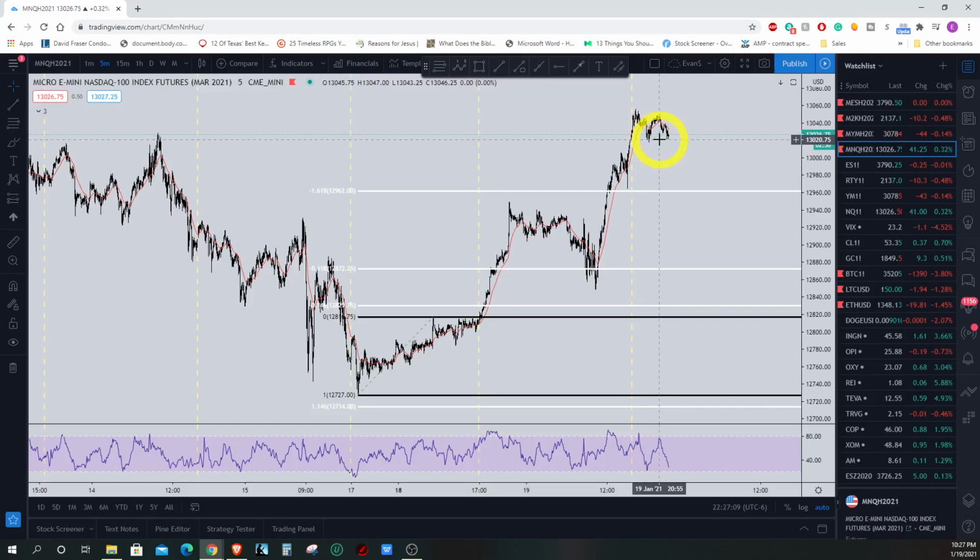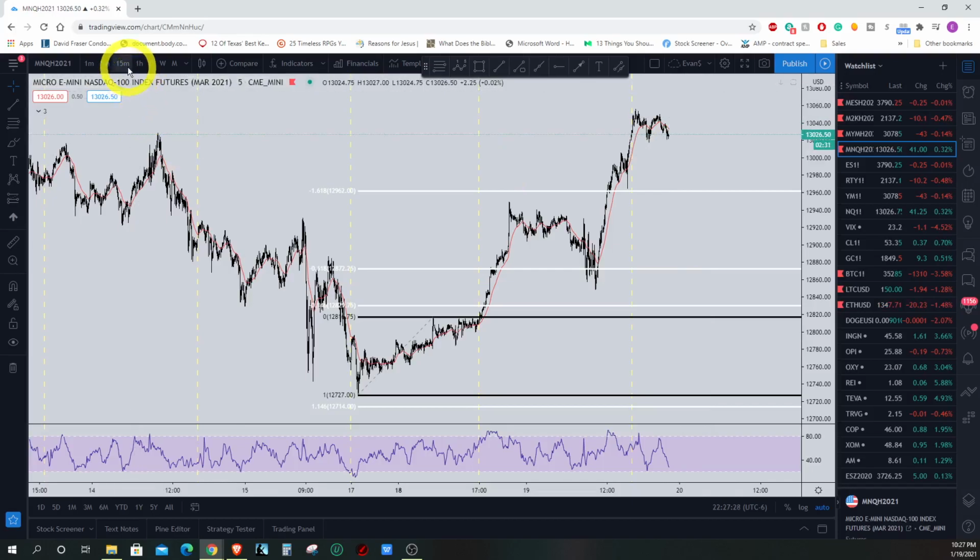So hopefully I can get in on it before this market reverses, because this market is going to come back down right here. The target we're looking for is going to be right here, 12,873. Right now it's at 13,026.50. So I'd love to get in right here somehow.